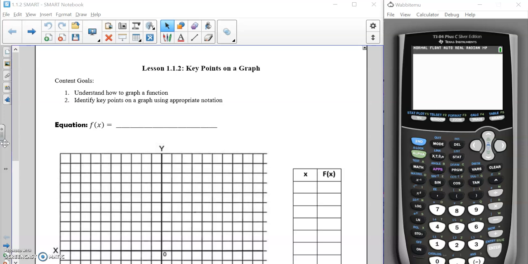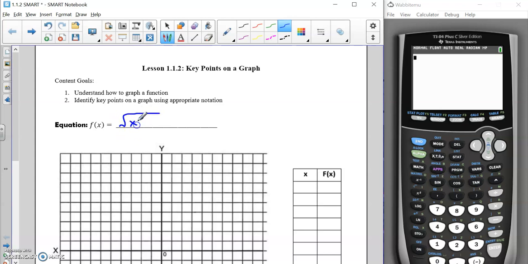Yesterday we talked a lot about functions and inputs and outputs and just mainly focused on the equations themselves. And today we're going to go ahead and focus on the graphing aspect of things. So we're going to graph some functions and also point out some key points about those functions. So the first one we're going to work with is square root of x plus 2 minus 1, and note that that minus 1 is outside of the square root.